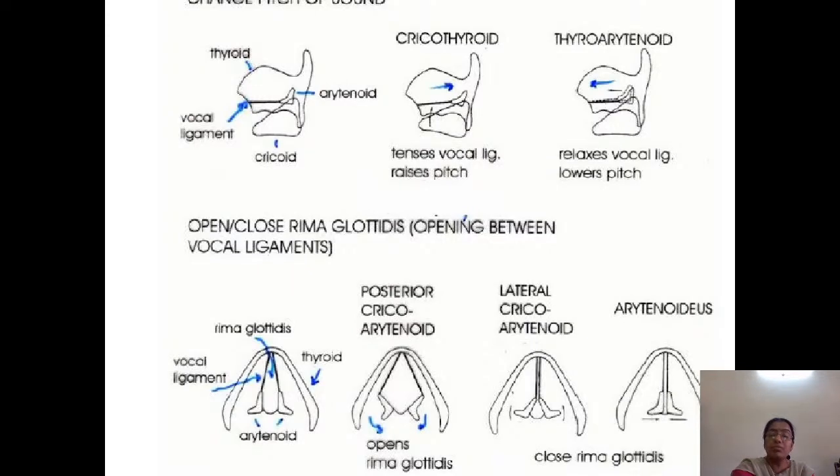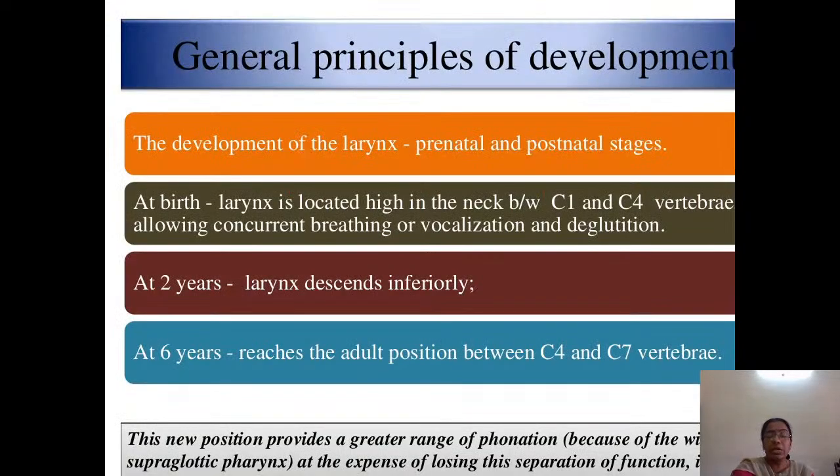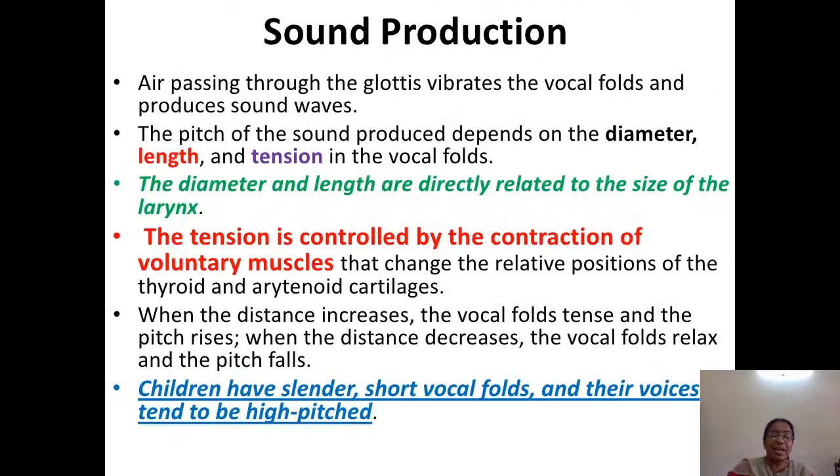So these are all the intrinsic muscles which are helpful for controlling the tension, acting as relaxers of the vocal cords, and opening or closing the rima glottidis. The extrinsic muscles are only aiding these functions. Yes, one more thing is the mechanism of the sound.